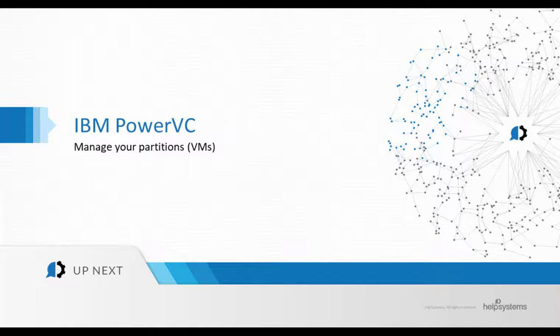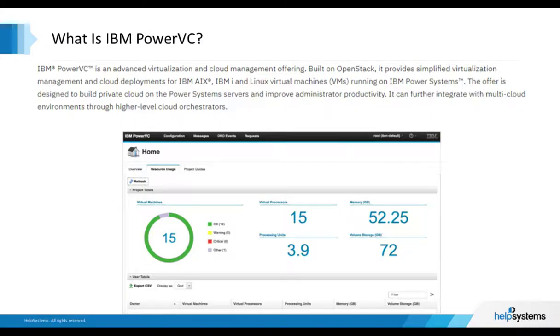All right, let's move on to our next topic, which is the IBM PowerVC technology for managing your partitions, your VMs. IBM PowerVC is technology that's been around for a while that helps you manage your infrastructure as if it's a cloud type technology. It's based on OpenStack and provides a simplified way of building images and deploying new images of IBM i, AIX, and Linux for your VMs. Very much a handy tool that we here use at Help Systems.